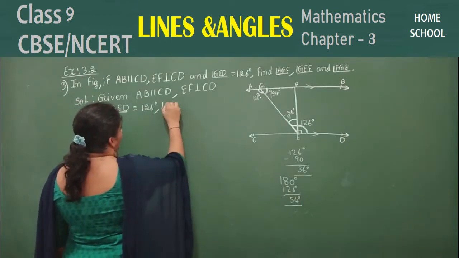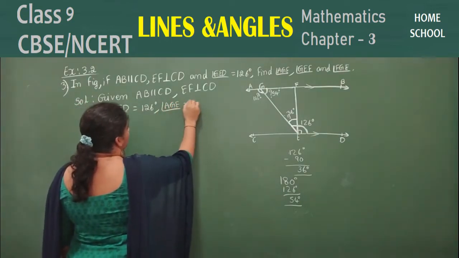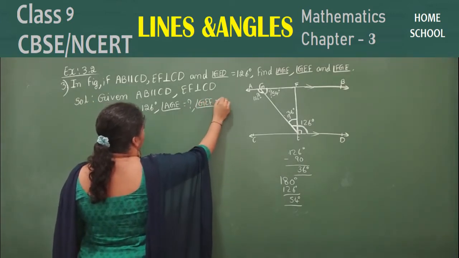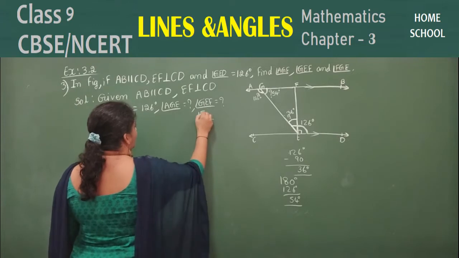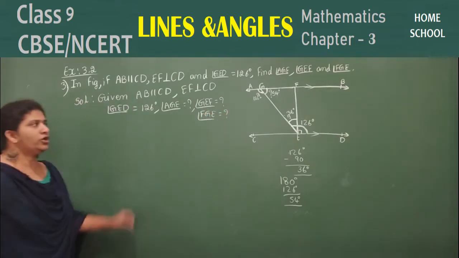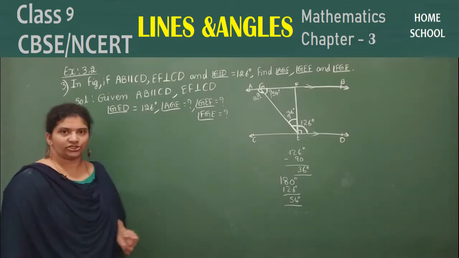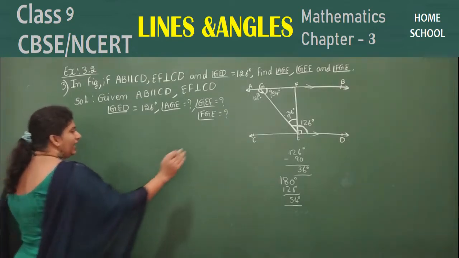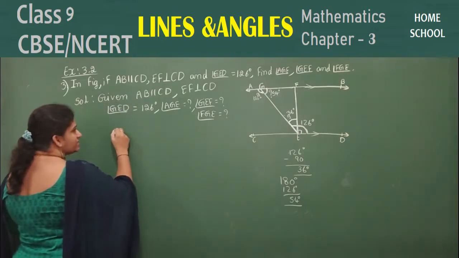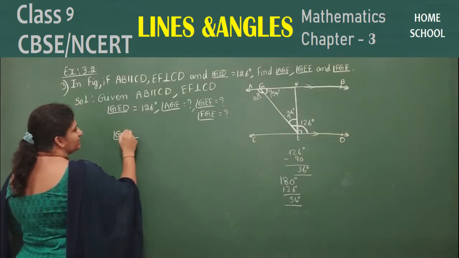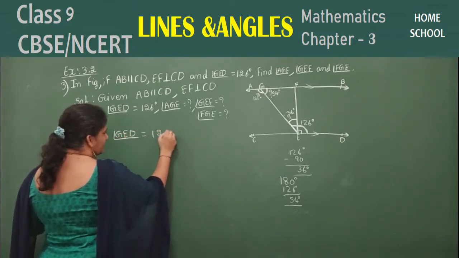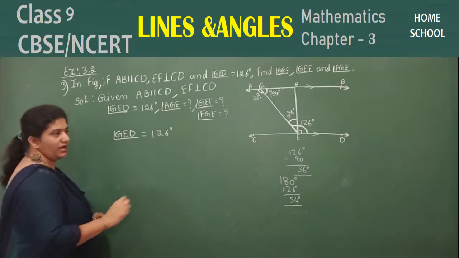What all you need to calculate? Angle AGE is equal to question mark. Angle GEF is equal to question mark. And angle FGE is equal to question mark. What all you need to calculate? You write with a question mark. So now, let me start from here. Given, what is given? Angle GED is equal to 126 degrees, right?